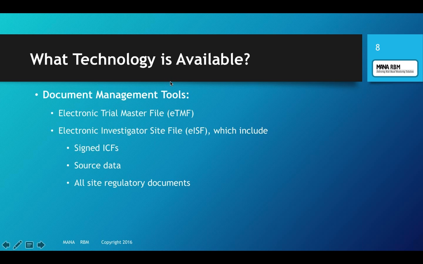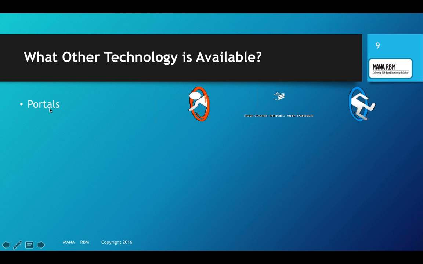So for us, I think these are really important tools, and probably one that you have not used as much is the electronic investigator site file. And I really think this is an important tool. Now, how about some other tools? So there's portals, and again, this is a way for sites to interact and access information. Also, eConsent is another one, and this is becoming more and more valuable. There's some guidance or questions and answers around eConsent that just came out, I think, last year from the FDA.